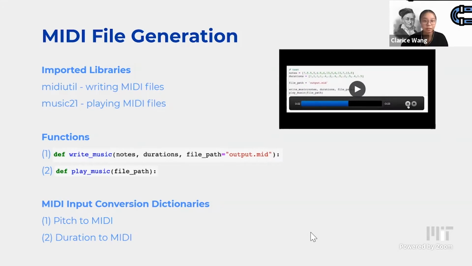Given that we have two models and each outputs an array of classifications, we needed some functionality that would map those arrays to the appropriate values when being played as a MIDI file. So unlike the MP3 files you're probably familiar with, MIDI files are an easy way to store sequences of audio data, which is perfect for our project. Using two functions, write music and play music, the arrays that the models output are passed through their respective MIDI conversion dictionaries, written into a MIDI file, and then played. Here's a demo of how this works.